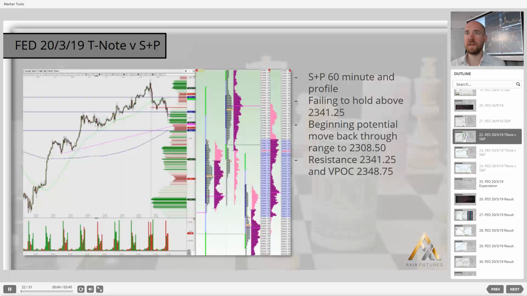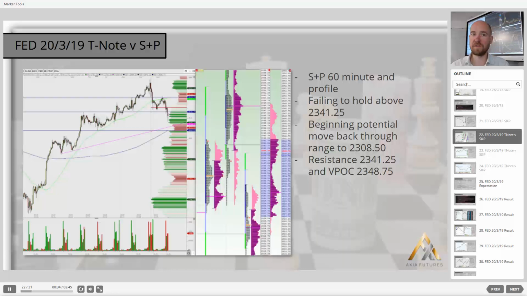For the second example of a continuation type move, what we're going to do is consider the difference between the T-note and the S&P. The S&P, the market exhibiting a more reversal type structure, whereas the T-note, as you will see in a moment, has a much more clean, bullish continuation type structure. As you can see from the S&P, the chart that I've got here is a 60-minute chart on the left and a profile chart on the right.